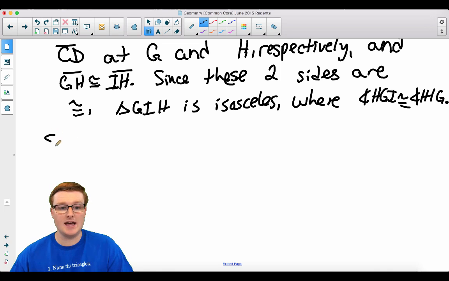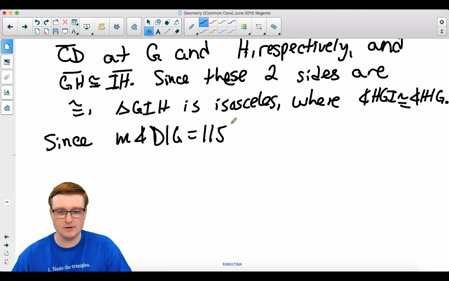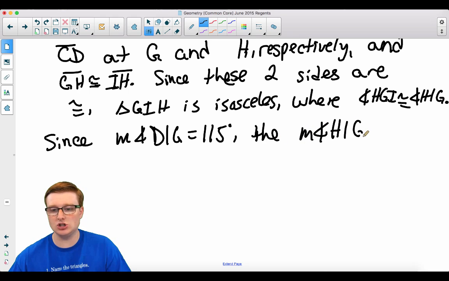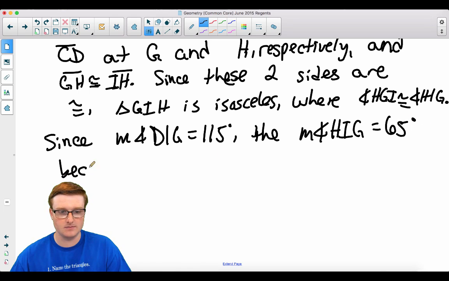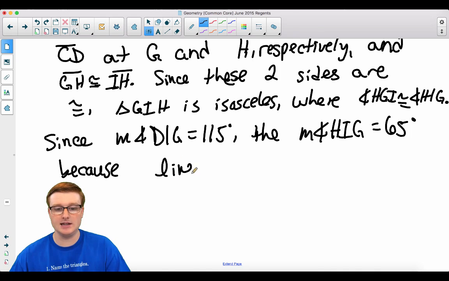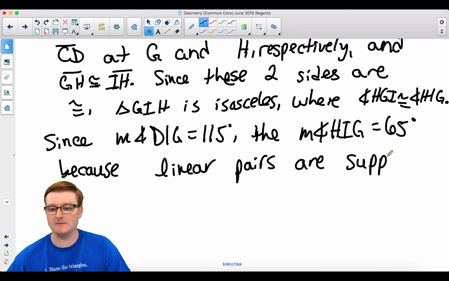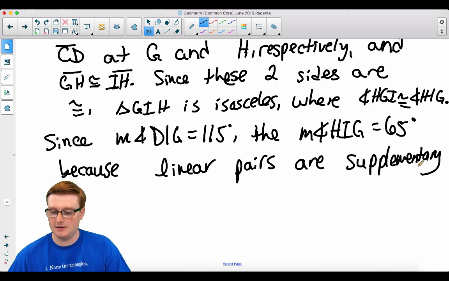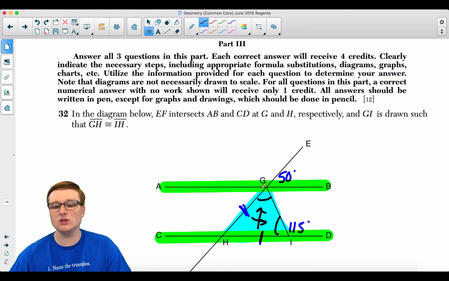Now, I'm going to say that since the measure of angle DIG is equal to 115 degrees, the measure of angle HIG is equal to 65 degrees because linear pairs are supplementary. Okay, now this is important. Remember that your goal is to really fill in all of these angle measurements. This angle right here is 65 degrees because linear pairs are supplementary. That will help us.